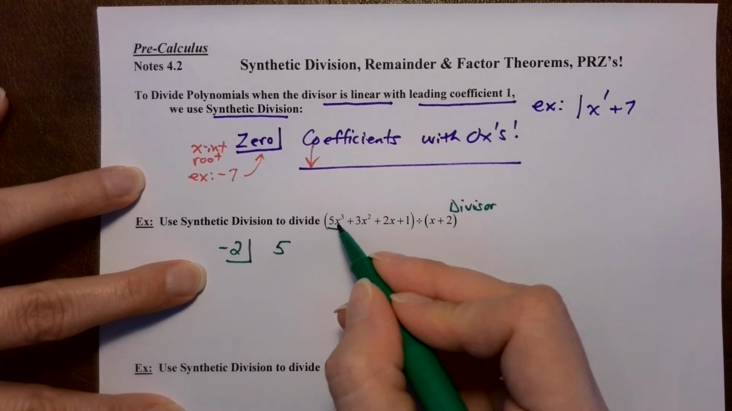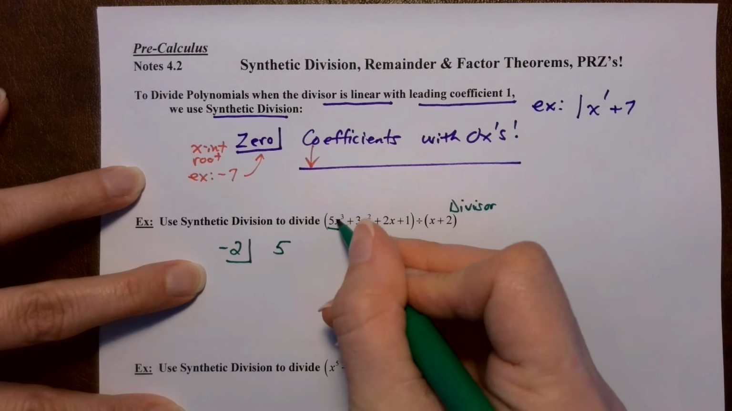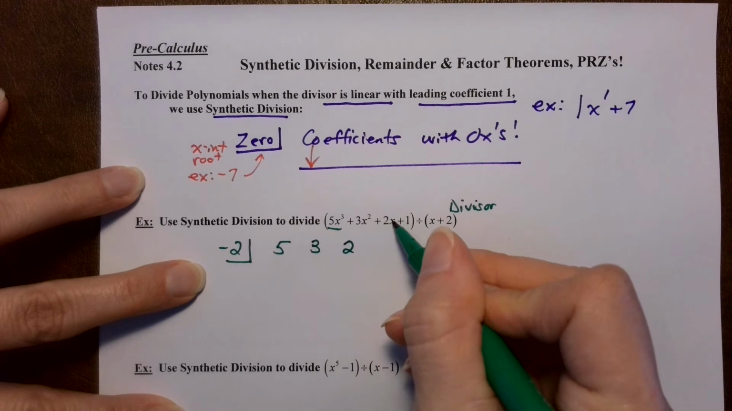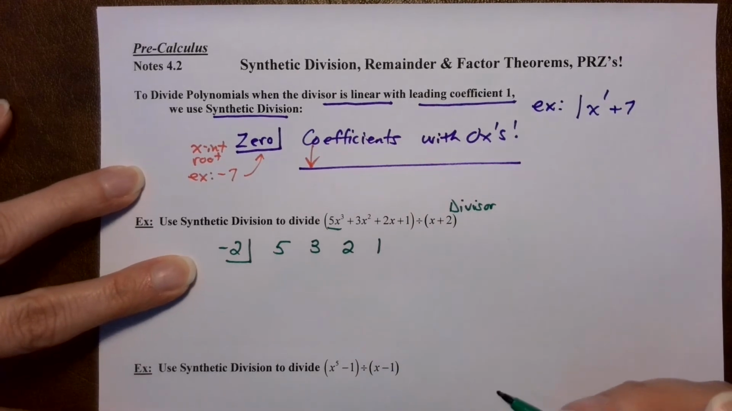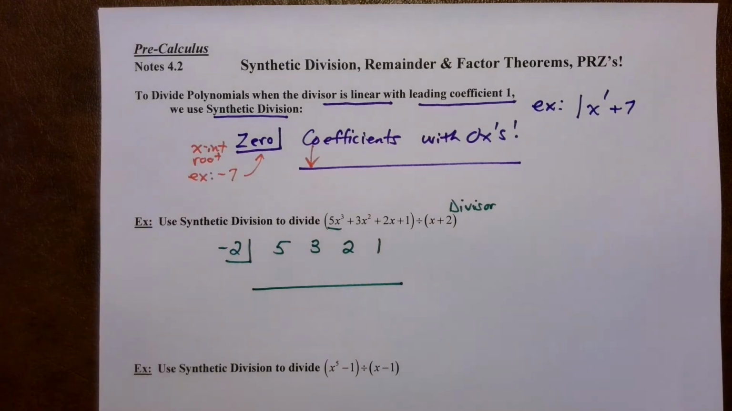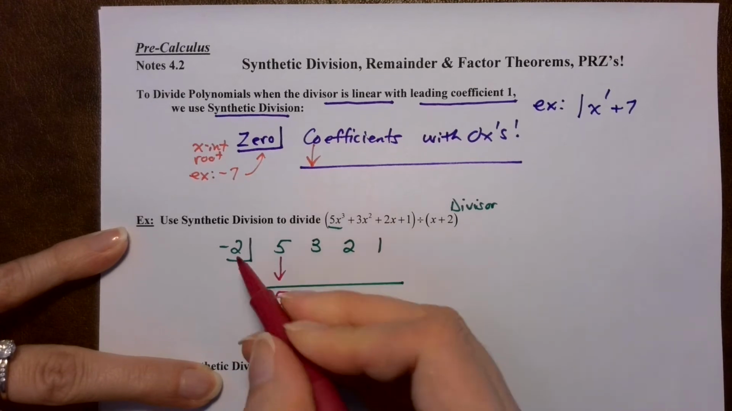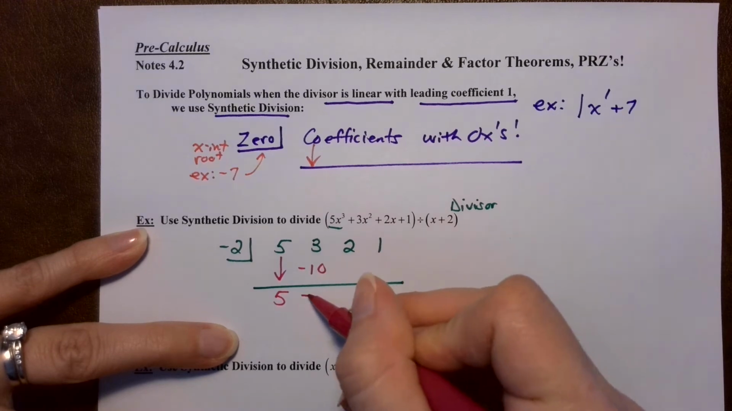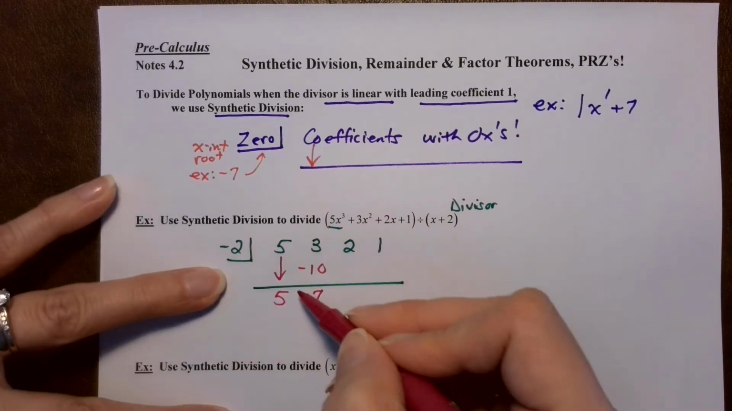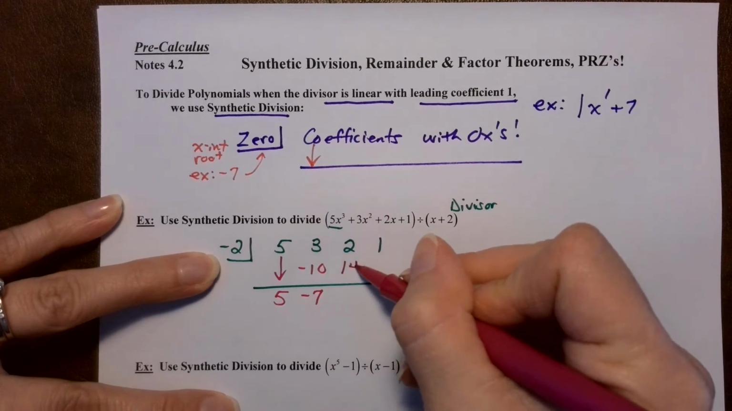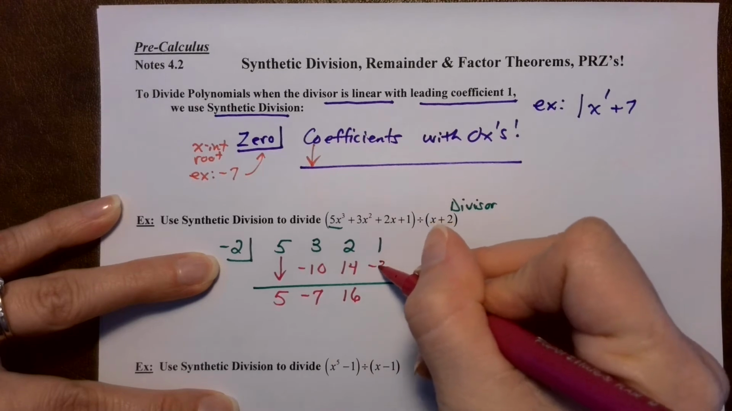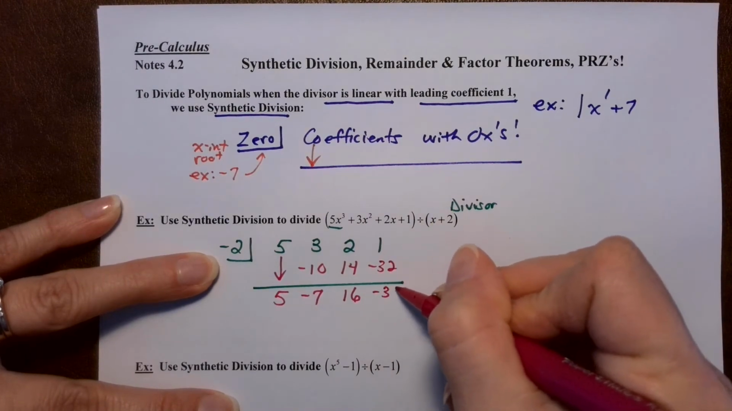So 5 is for the x to the third. After the third power comes the second power, whose coefficient is 3. Then the first power, and then the constant, sometimes I say the none power. Here's how this works. Step 1, we drop down the 5. 5 times -2 is -10, and then you add these together to make -7. Then you multiply, negative times negative makes positive, then you add them together. Multiply, -32, and you add them together.